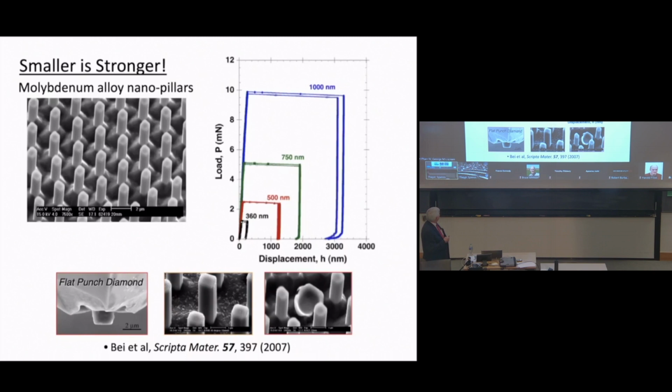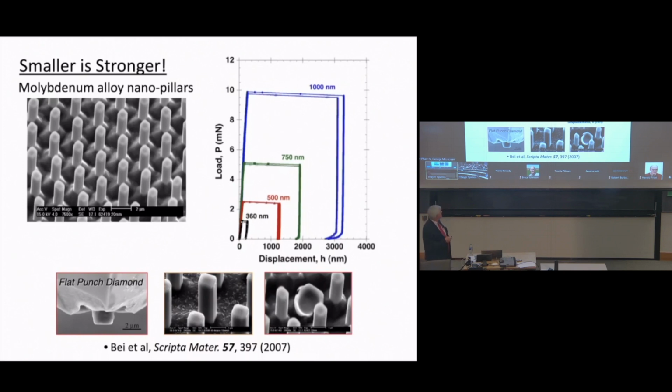conditions. You can then go into these things with a flat punch like this and push on them. And when you push on them, you can get a load displacement curve like this. And when these things deform, they go bam. And when they go bam, they turn into pancakes. They turn from pillars into pancakes almost instantaneously.